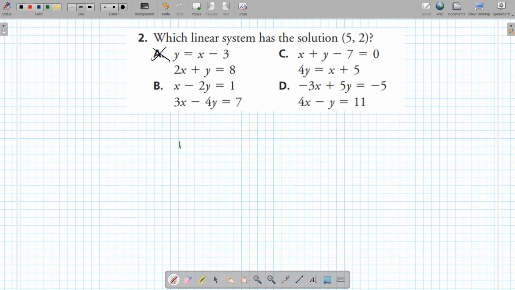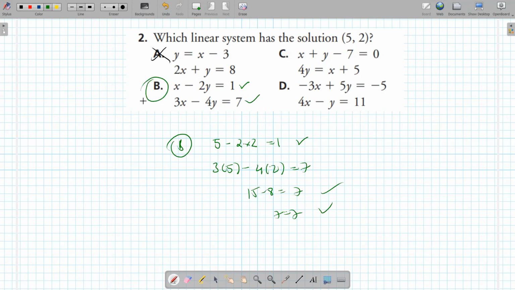Option B. Again, plug your X in there. X is 5 minus 2 times 2 equals 1. 5 minus 4. That checks out. Same thing for the bottom. We're just going to plug in X and Y. X is 5. Y is 2. So you get 15 minus 8 equals 7. 7 equals 7. Now that's good. Okay, it checks out for both the equations. That means the answer must be B.